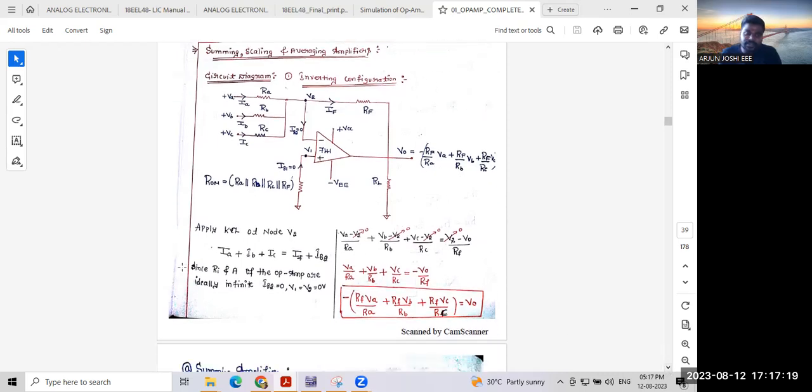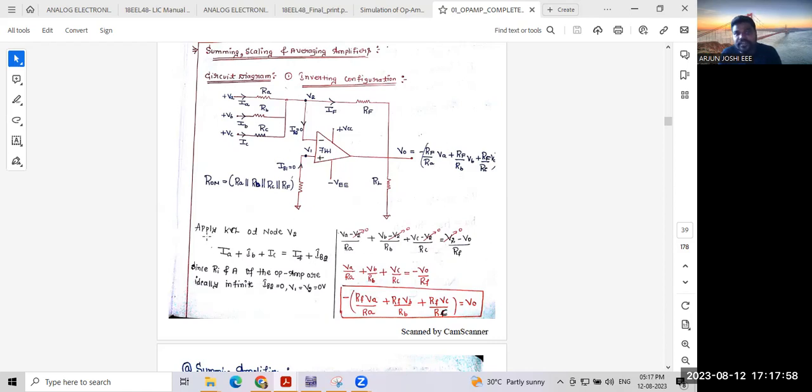Let's understand now. We need to apply KCL at node V2. We know the virtual ground concept. Here I'm going to consider V1 to the ground, so V1 is equal to 0. Here IB1, the current flowing here, is also 0. That means V2 is also equal to 0. V1 equal to V2 equal to 0 according to the virtual ground concept. In future let's discuss that one.